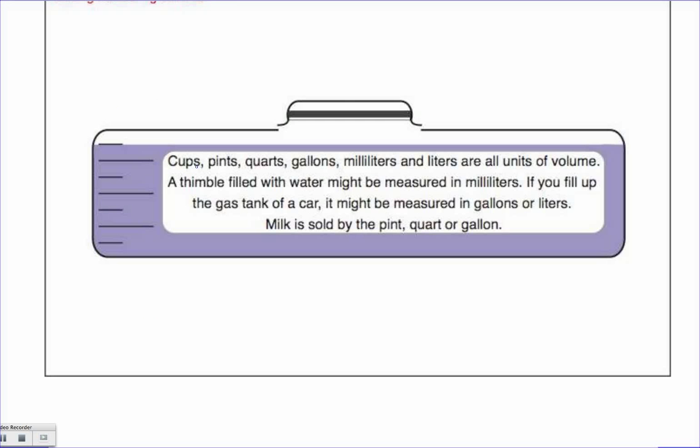Now this is a measurement of liquid. We have a picture of a container here. Here's the lid. Here's some liquid inside coming up to here. And so different measurements for liquids are cups, pints, quarts, gallons, milliliters, liters, and they're all measuring volume. Volume is how much space a liquid would take up. A thimble filled with water might be measured in milliliters. A milliliter is a very small amount of liquid.